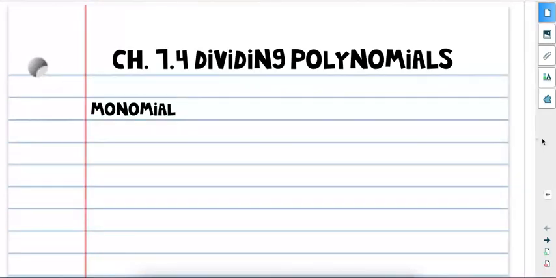So welcome. Today's lesson is called dividing polynomials. There are different times when we are going to divide polynomials. You can divide with a monomial and you can divide with a binomial. And we're going to see those two examples. So first, the monomial. We're going to go ahead and start with problem number 1.